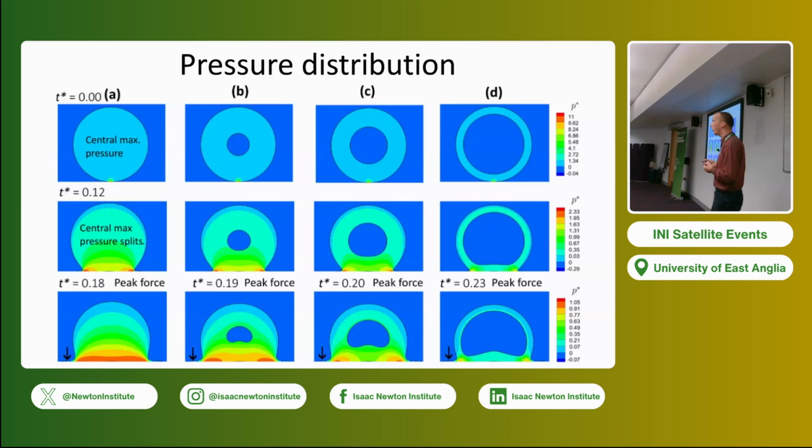When you increase the bubble, the initial dynamics is exactly the same. You get this very high pressure at the center. Then you have the splitting of the pressure, but at the maximum force, what you have is quite different with the presence of the bubble. Instead of having the pressure distributed all over the impacting drop, you have it only at the position below the liquid. So there is this cushioning effect from the bubble that limits the impact pressure to the side. So we can understand here the effect of the bubble on the impact force.